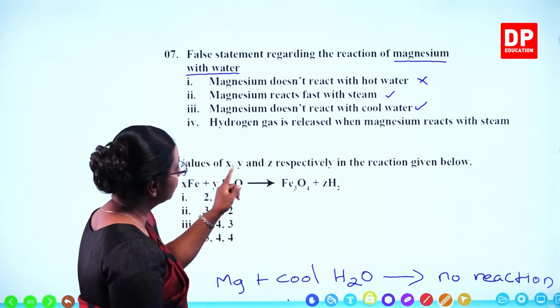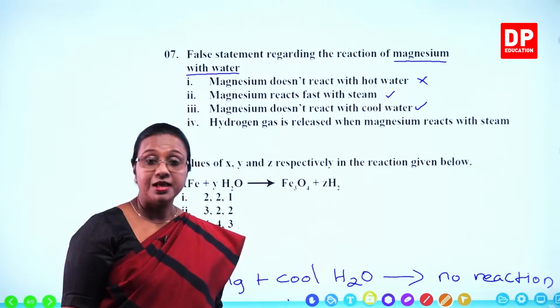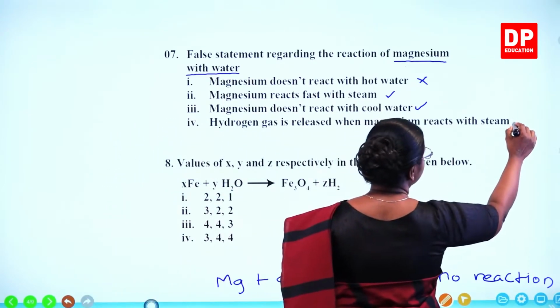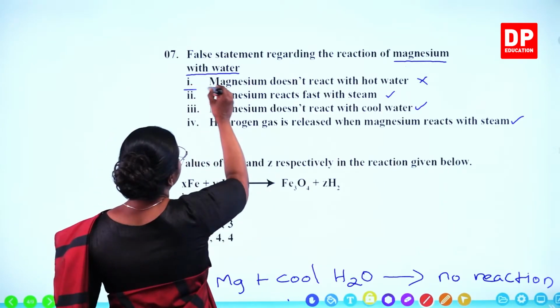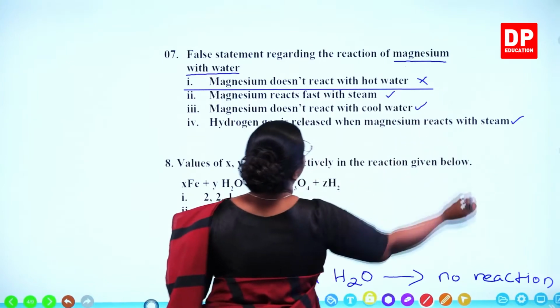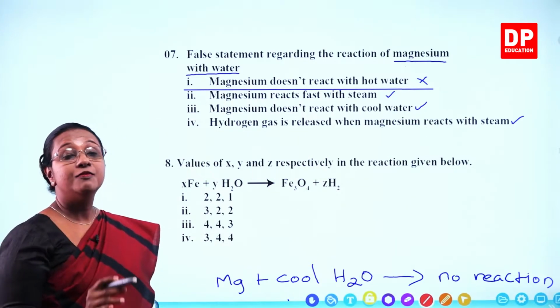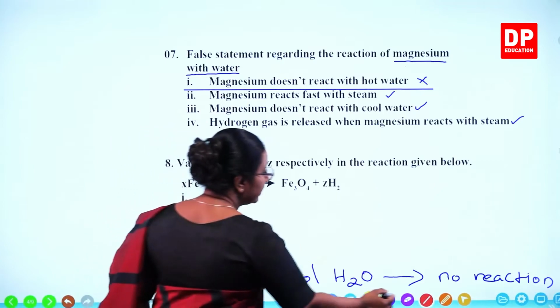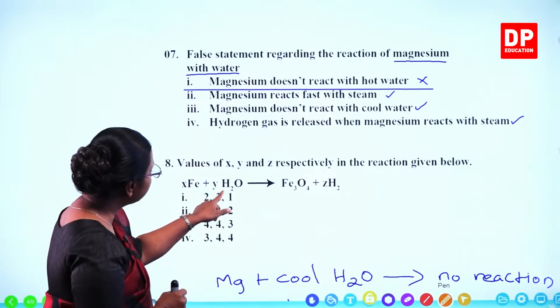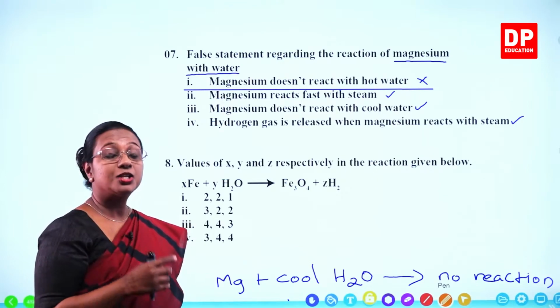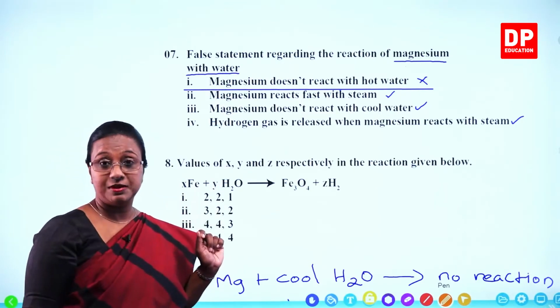Hydrogen gas is released when magnesium reacts with steam. That is also correct. We saw all the reactions. So out of these, the false statement is that magnesium doesn't react with hot water. Then the next one. Values of X, Y and Z respectively in the reaction given below. Here you can identify this reaction, students. Iron reacting with water. Actually, iron reacts with steam, if you can remember.